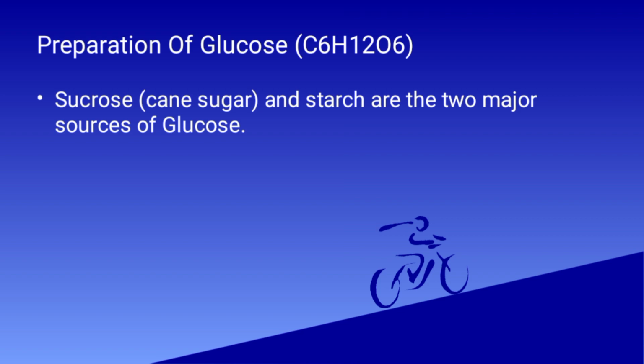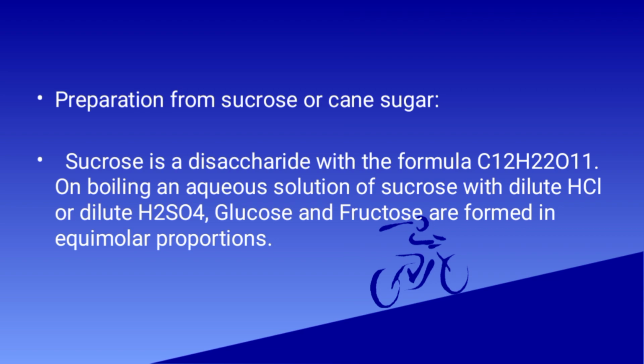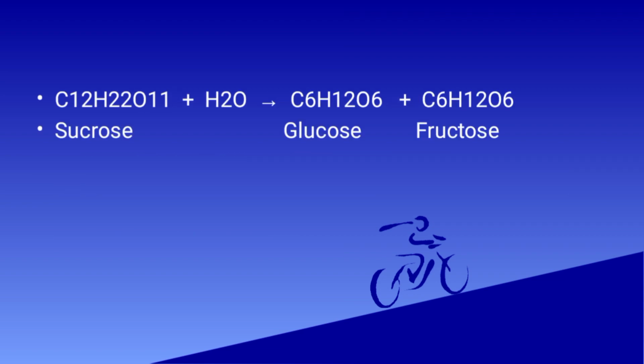Preparation of glucose. Sucrose and starch are the two major sources of glucose. Preparation from sucrose, or cane sugar. Sucrose is a disaccharide with the formula C12H22O11. On boiling an aqueous solution of sucrose with dilute HCl or dilute sulfuric acid, glucose and fructose are formed in equimolar proportions. Sucrose, C12H22O11, plus H2O gives glucose and fructose.